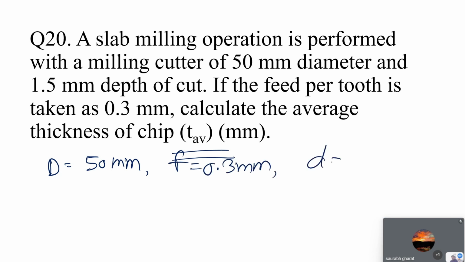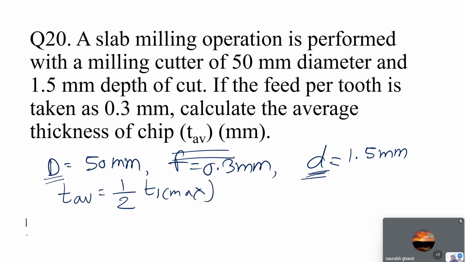Your depth of cut, because in a slab I told you it is small, because you have D here. Depth of cut is also there, so it will be 1.5, and feed is 0.3 millimeter per tooth. This is not depth of cut, this is feed, so it will be d, depth of cut. What you need to find right now, T average is equal to 1/2 of T max. So what is T max?